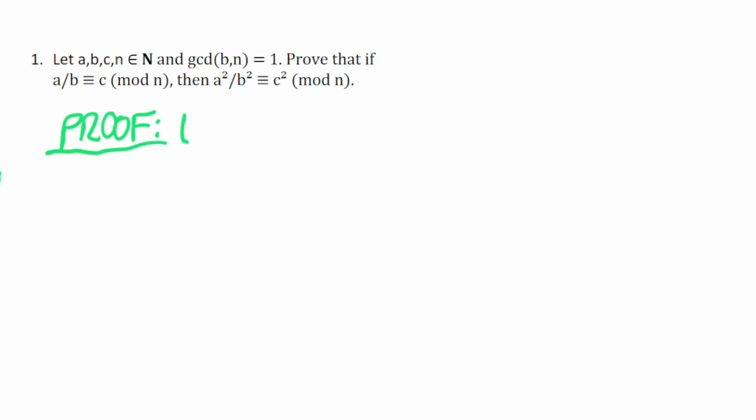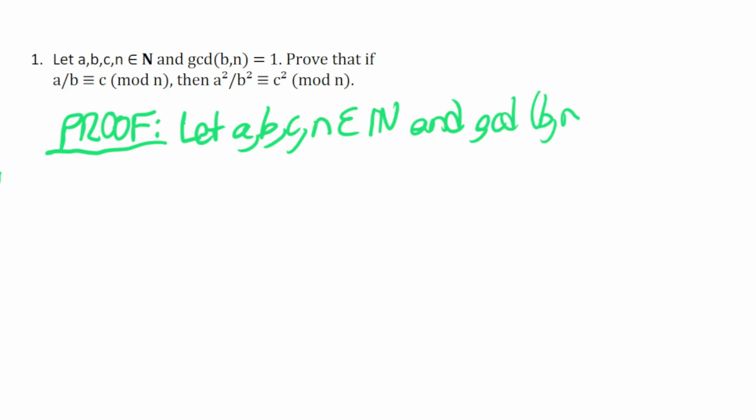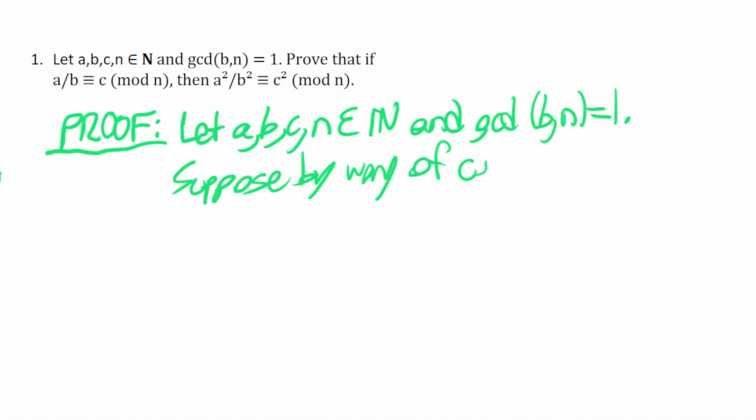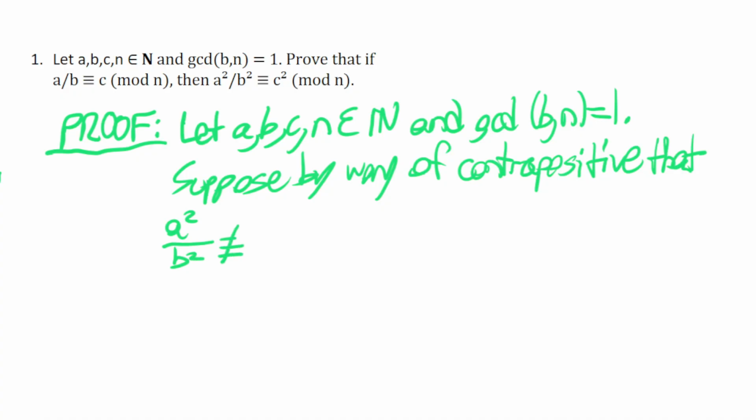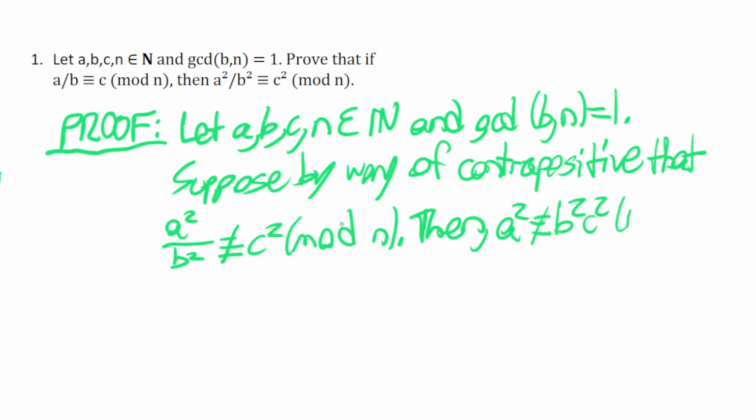So we are going to let a, b, c, and n be natural numbers, and the greatest common divisor of b and n be 1. So let's suppose, by way of contrapositive, that a squared divided by b squared is not logically equivalent to c squared modulus n. So then we have a squared is not logically equivalent to b squared times c squared modulus n.